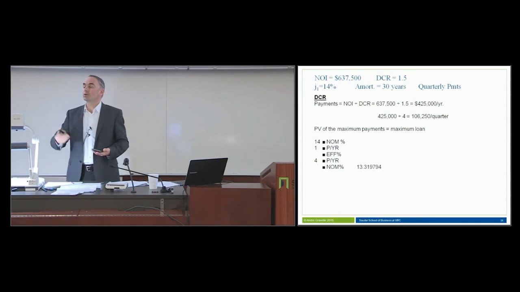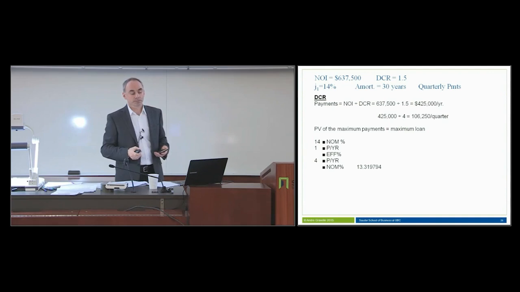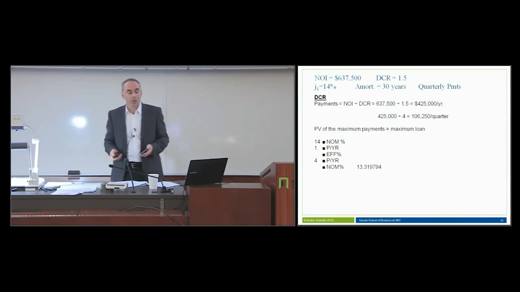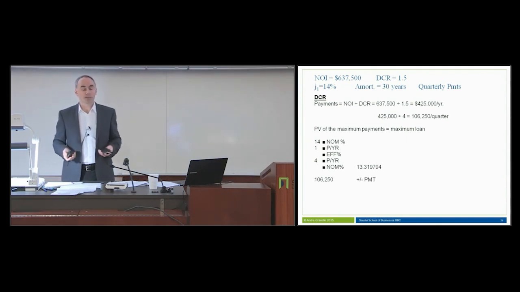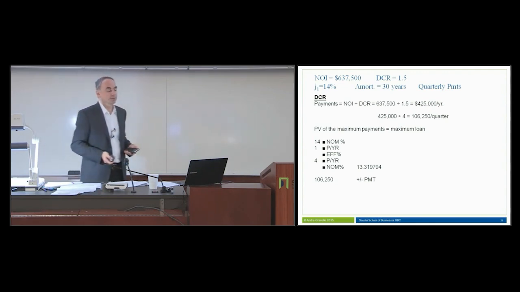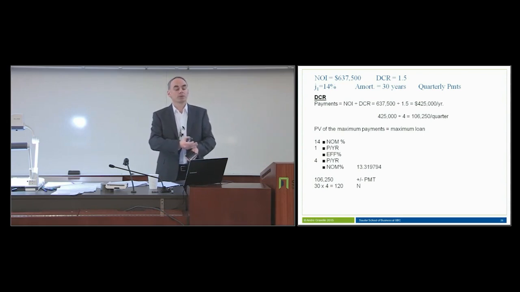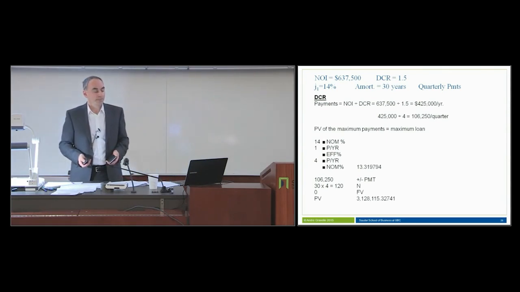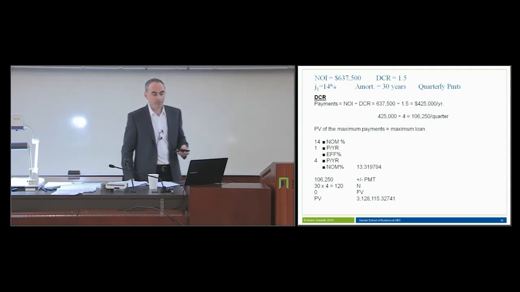So if you're working through the question and you didn't get the answer right for some reason, first of all, make sure you've got the right interest rate conversion. If you've got that right, let's enter the rest of the information. Well, it's the payment, of course. $106,250 is our quarterly payment, entered as a negative as always. It's a 30-year loan, multiplied by quarterly payments, so 30 times 4 is 120 N this time. 0 future value. And we calculate the present value.